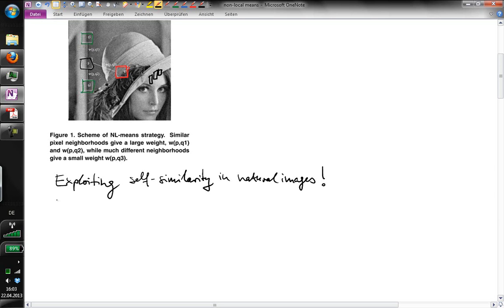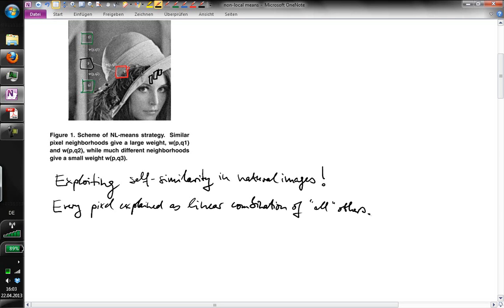The way this is done is that every pixel in an image is explained as a linear combination of all others. I put all in quotation marks because for computational reasons you don't really use all, but in principle you use all, and the only thing that matters is the weight that they get in this linear expansion. But the weights are obtained from the patches.